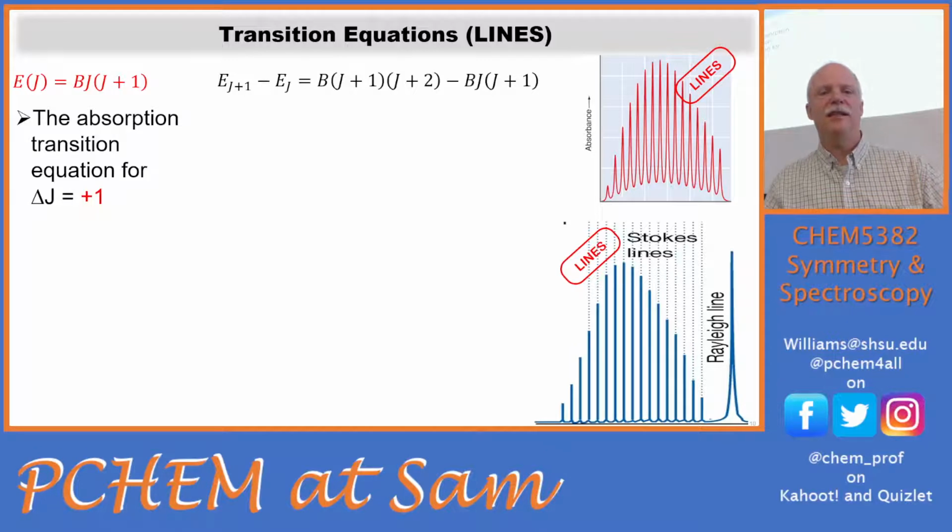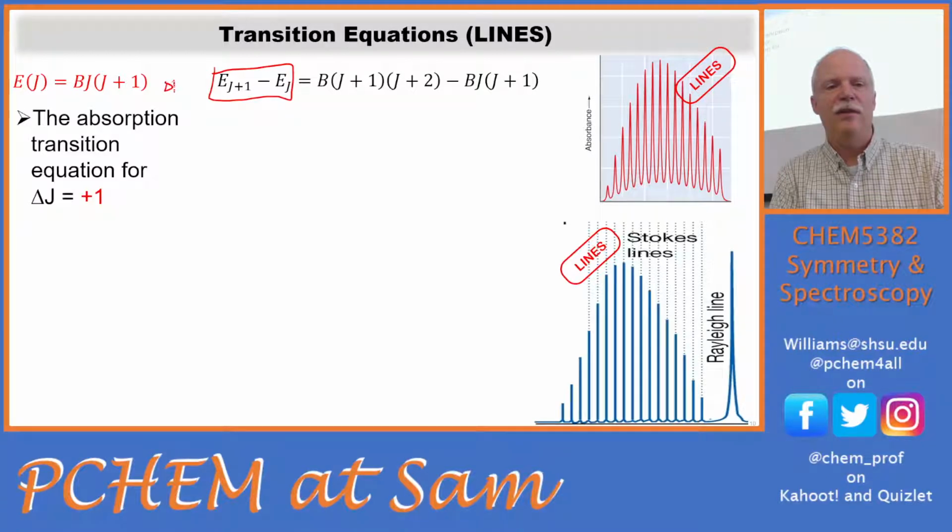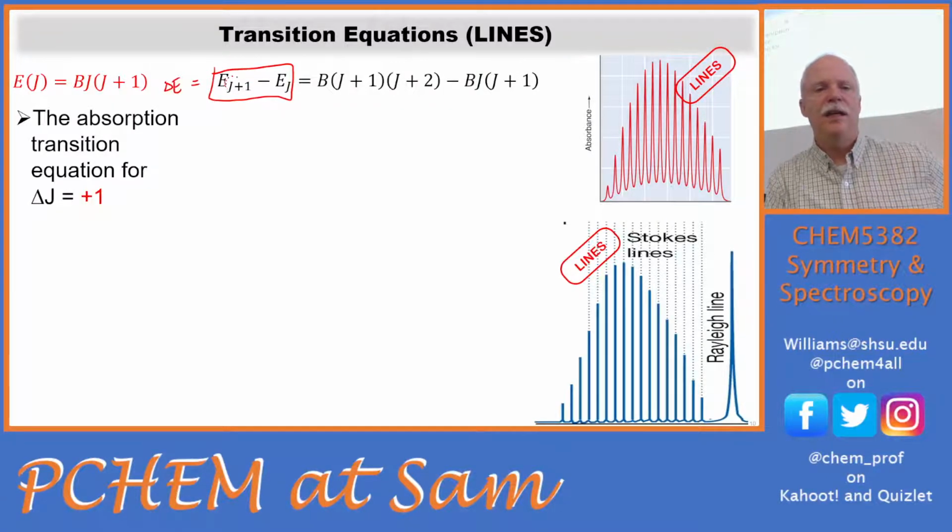So this is the transition equation. This is just a review. If we wanted to derive this 2B spacing in our spectrum, let's solve for the transition equation for delta J plus 1. So this is how we set up the transition equation. Our delta E value is going to be the energy at that excited state minus the energy at the lower state. And so we just put that J plus 1 in there wherever there's a J. And so J plus 1 goes in here and here.